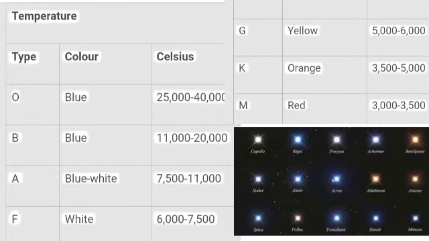As you can see in the list, type O, color blue, 25,000 to 40,000 degrees Celsius. Type B, color blue, 11,000 to 20,000 degrees Celsius. Type A, color blue and white, 7,500 to 11,000 degrees Celsius. Type F, color white, 6,000 to 7,500 degrees Celsius. Type G, color yellow, 5,000 to 6,000 degrees Celsius. Type K, orange, 3,500 to 5,000 degrees Celsius. Type M, color red, 3,000 to 3,500 degrees Celsius.